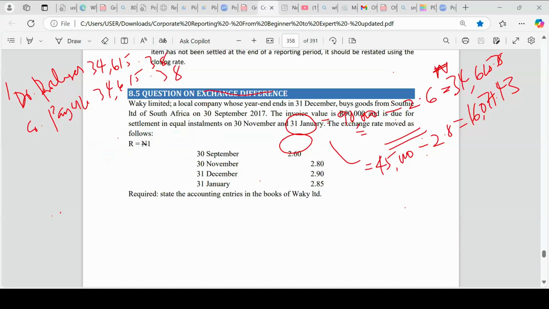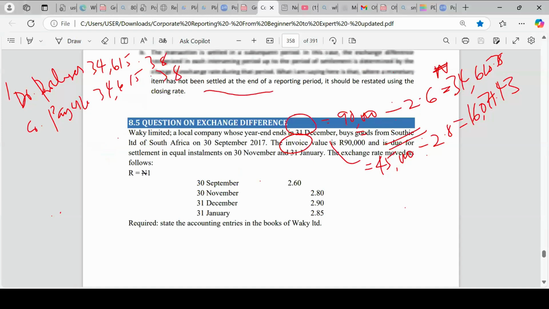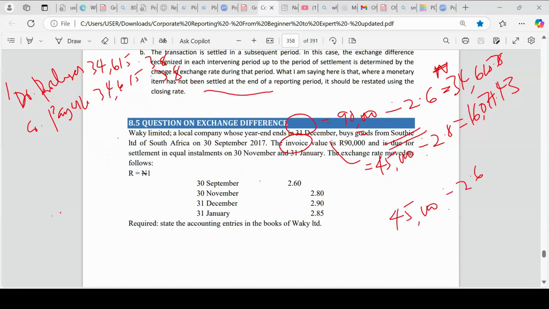Now, if I want to record that, I'll just say, ordinarily, if the rate had remained at 2.6, these 45,000 rands I am paying would have been how much? It would have been 45,000 divided by 2.6. All right. And I would have had to pay more in Naira. That would be 17,307.69. Good.